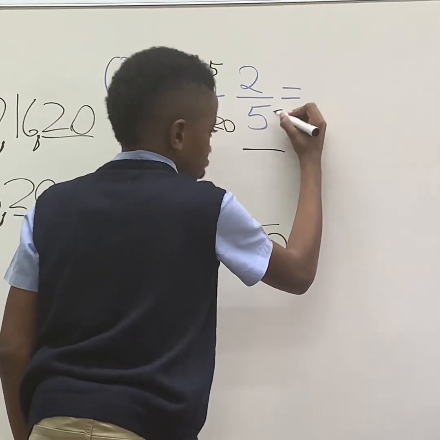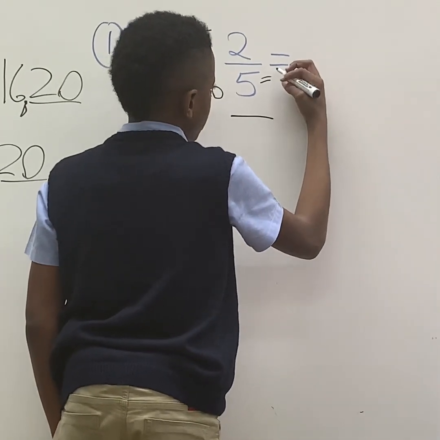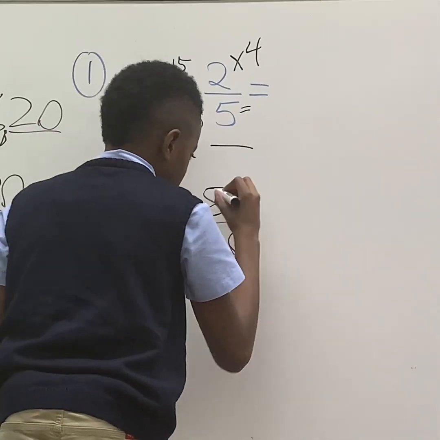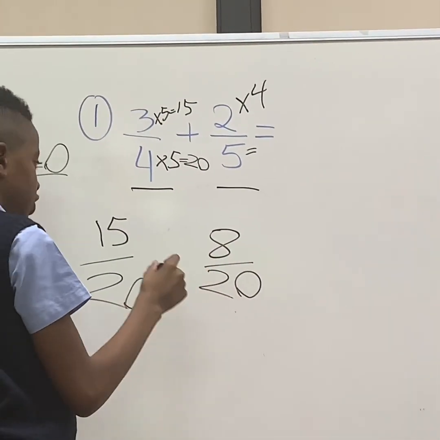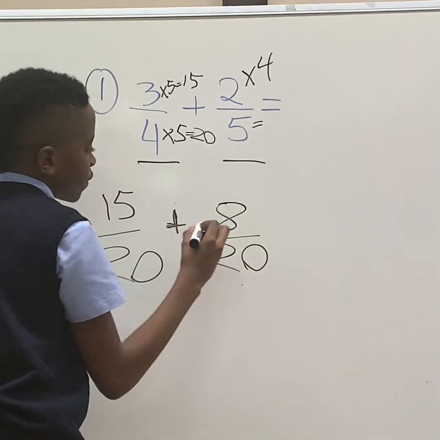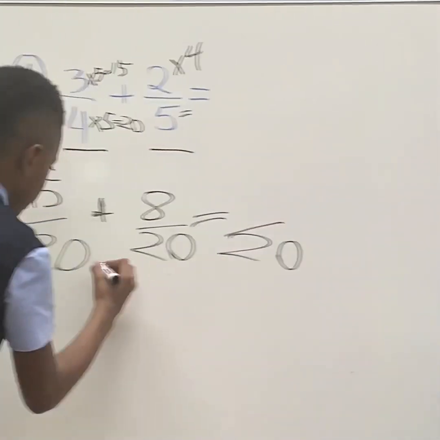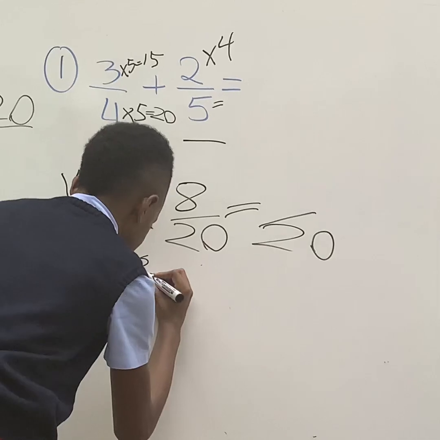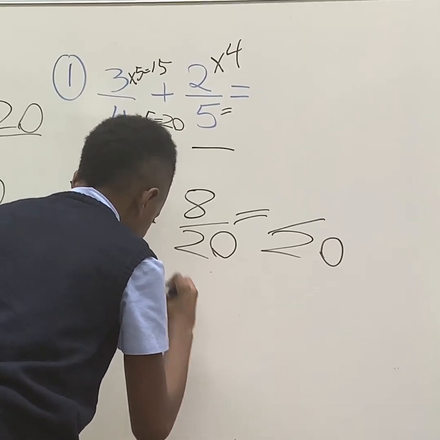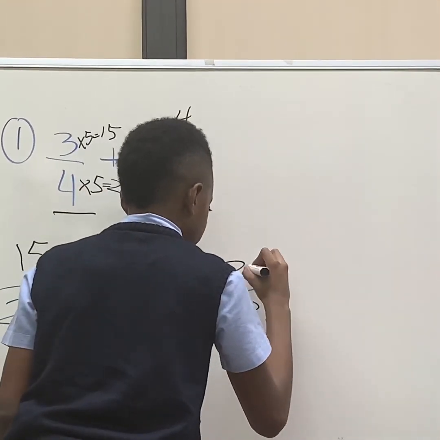And to get to 20 for this number, we would have to do 5 times 4. So we do the same thing to the numerator. 2 times 4 is 8, so our new equivalent fraction is 8/20. So we would add those, and that would be 23 over 20.